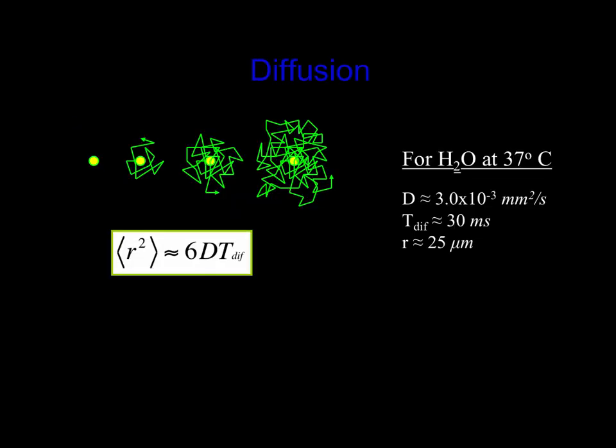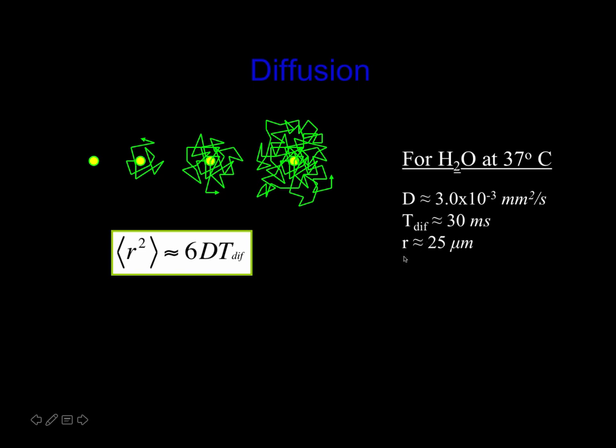Okay, so in this course, we're talking about diffusion in the MRI of living tissue, so in vivo MRI. So the particles we are talking about are water molecules. And for water molecules at body temperature, being 37 degrees Celsius, we know from other experiments that the diffusion coefficient is 3 times 10 to the negative 3 millimeters squared per second. So that's already a given. And if we let an ensemble of these water molecules diffuse for 30 milliseconds, which is a relevant time for MRI, then they will have moved on average about 25 microns.